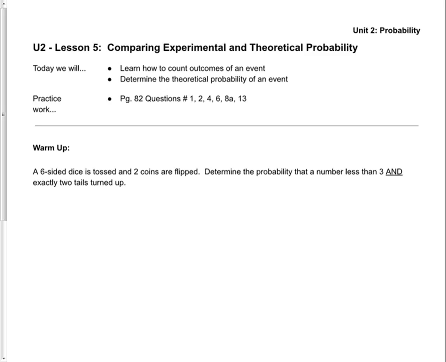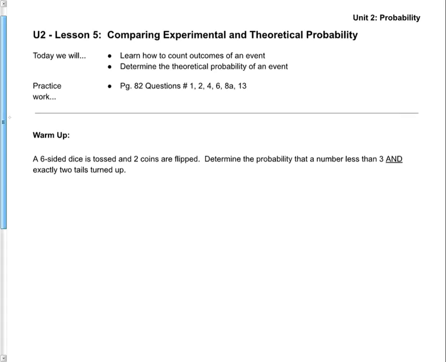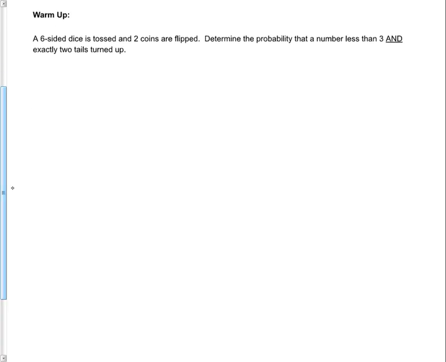We're going to look at comparing experimental and theoretical probability next, but we're going to do a quick warm-up here where we're going to practice some of our theoretical probability skills. Okay, so we're going to take a situation where we have a six-sided die. We're going to toss it. And then we're also going to take two coins and flip both of those coins.